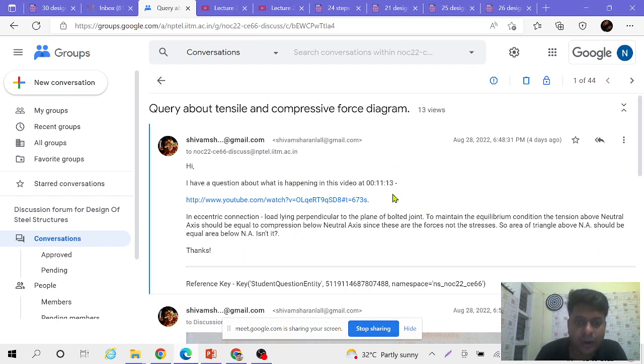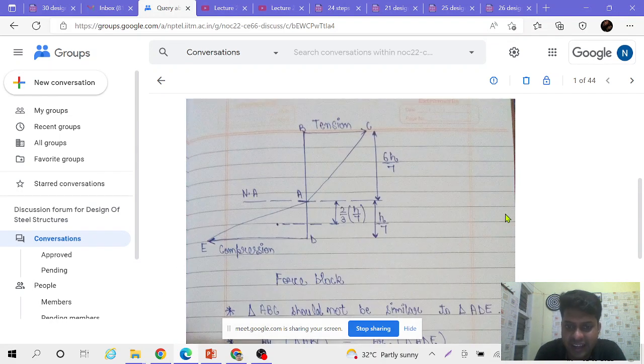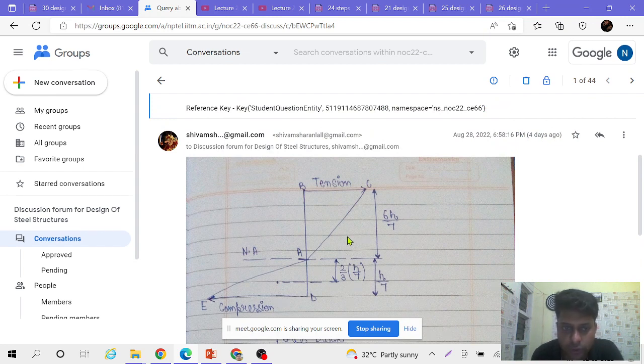Shivam, you have asked about eccentric connections, meaning when the load is lying perpendicular to the plane of the bolted joint. Are you able to see your query on the discussion forum? Yes, sir. To maintain the equilibrium condition, the tension above the neutral axis should be equal to the compression below the neutral axis. Since these are two forces, not stresses, and you have attached one figure also here.